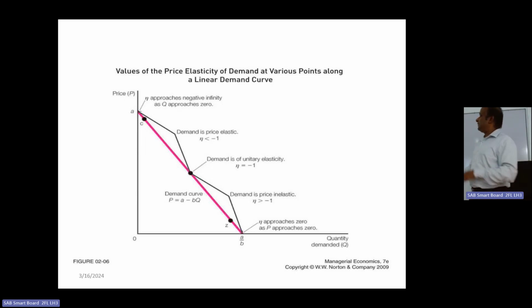There we identified certain concepts, varying from elastic to inelastic. Elastic means the sensitivity is very high, so the percentage change in demand is high with respect to the change in price. That is elastic. And the opposite case is inelastic.